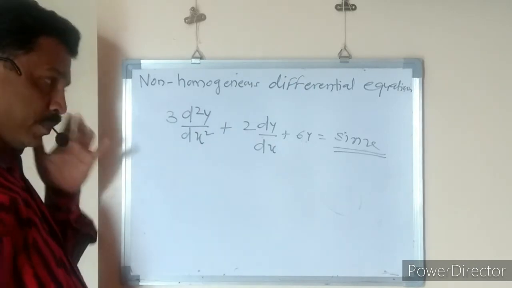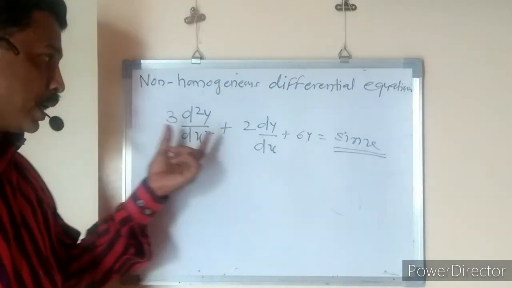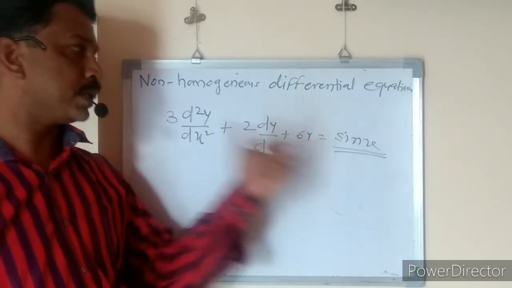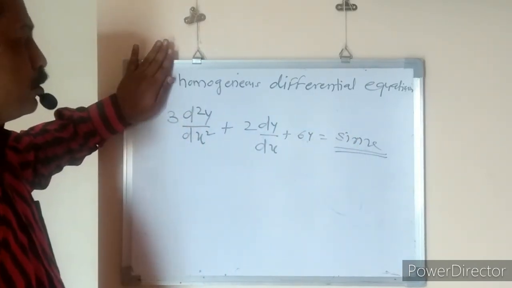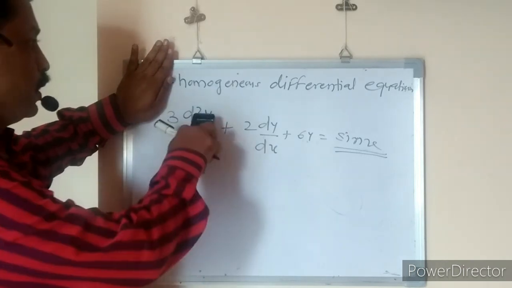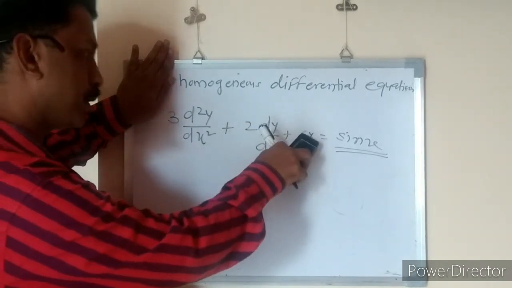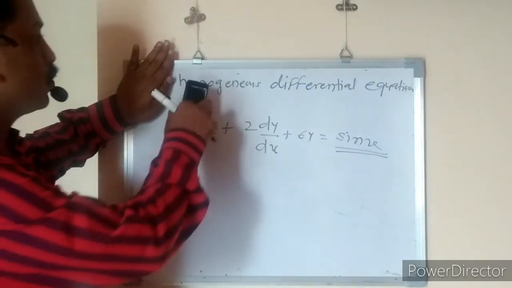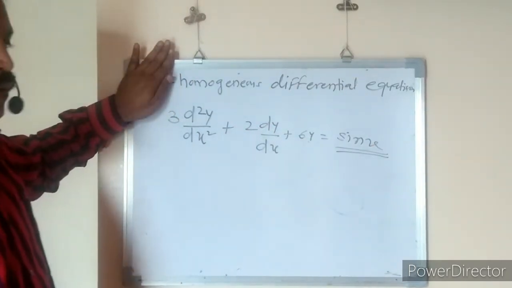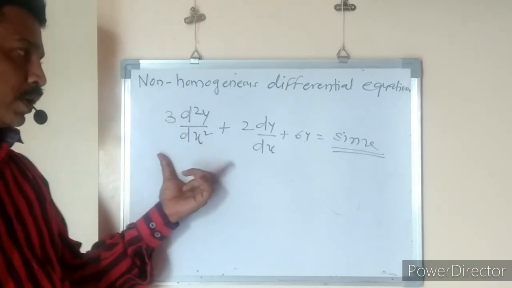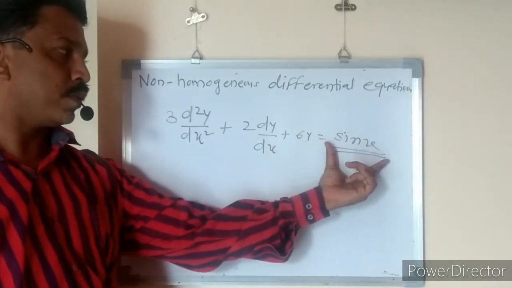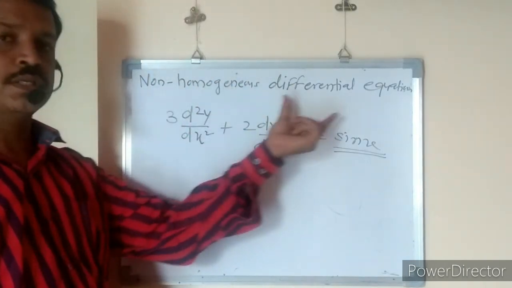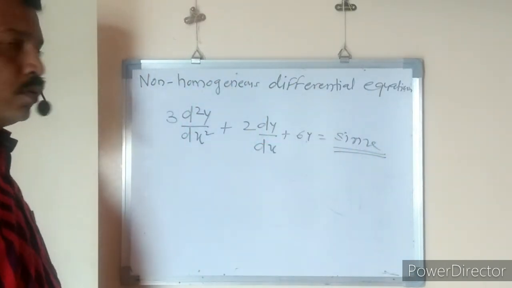If the term of the dependent variable is present in each and every part of the equation, then it is known as a homogeneous equation. Means if y is present here, here also y is present, here also y is present, and here also y is present, then the equation is known as a homogeneous differential equation. But in this particular equation, here the dependent variable y term is not present, therefore it is known as a non-homogeneous differential equation. Okay, thank you.